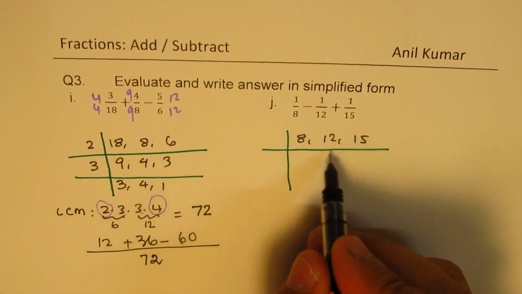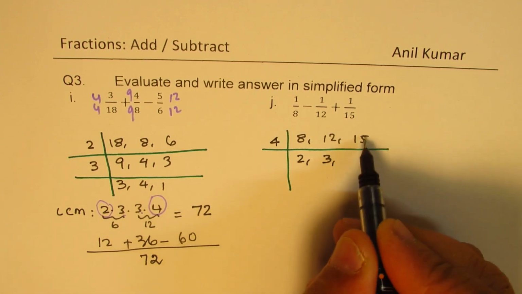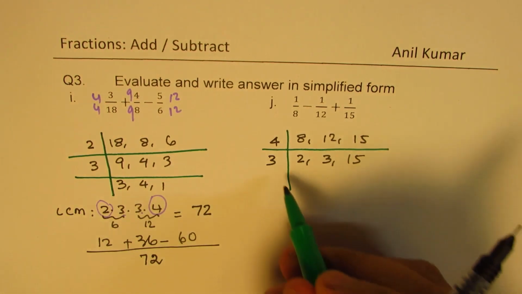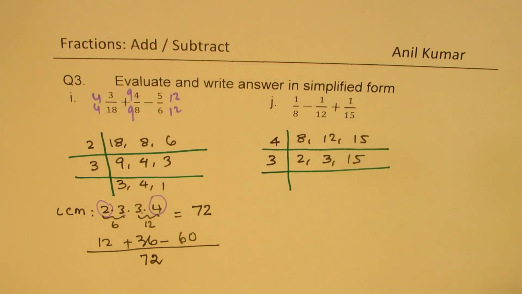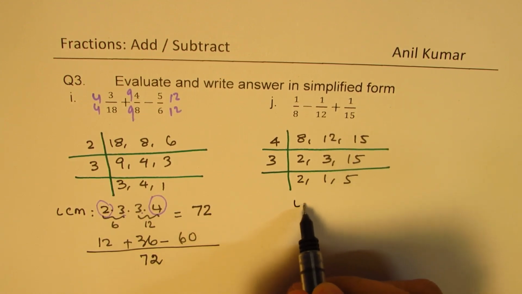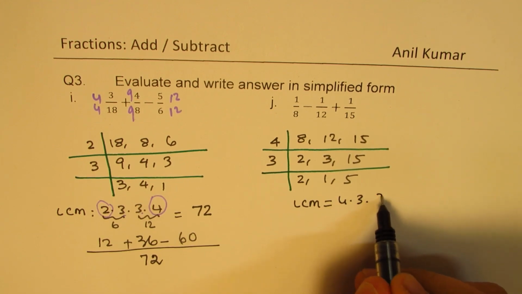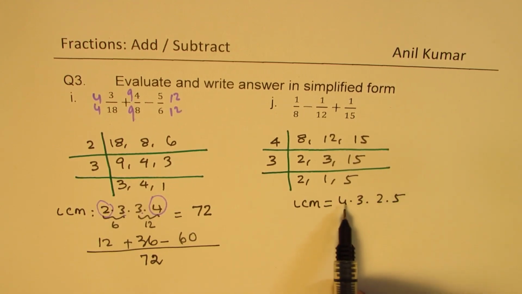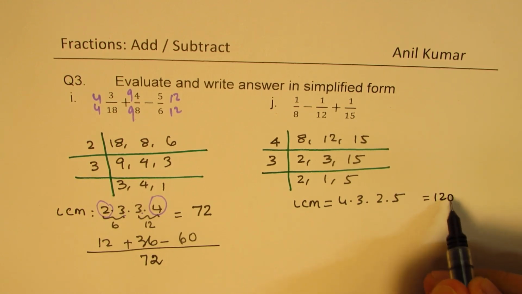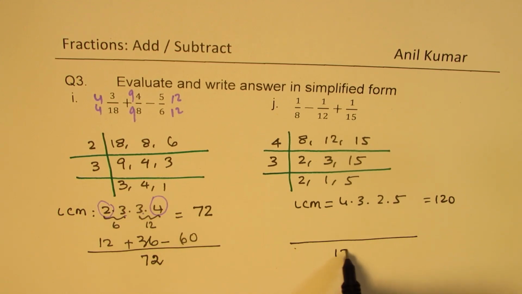In this case, we could divide by 4 straight away, 4 times 2, 4 times 3, but this cannot be divided. We'll write 15. Now, we can divide 3 and 15 by 3. So we get 3, 2 cannot be divided. That is what we get. So the LCM in this case is 4 times 3 times 2 times 5. Now 4 times 3 is 12 and this is 10. So we get 120. So in this case, the LCM is 120, right?